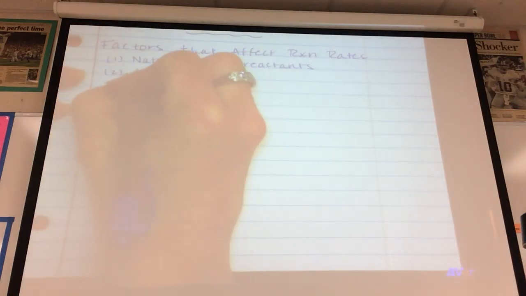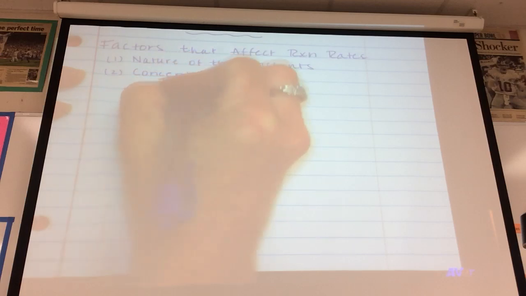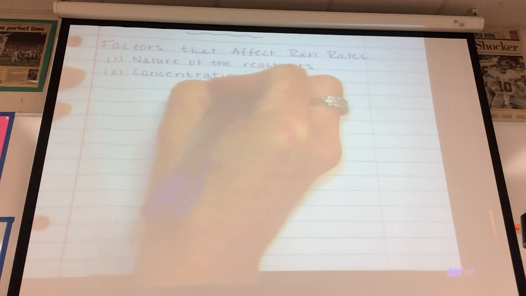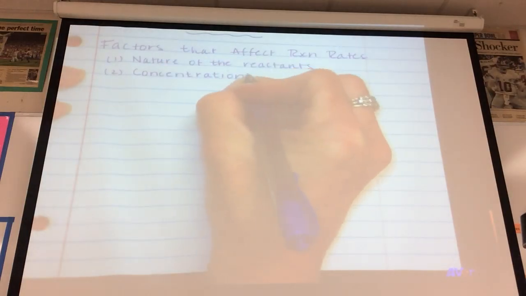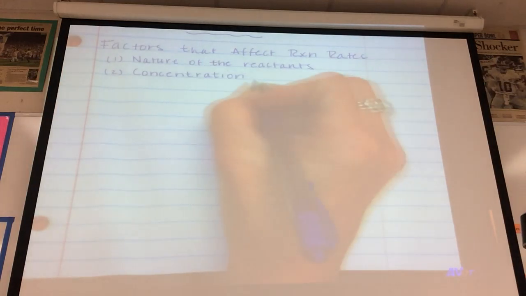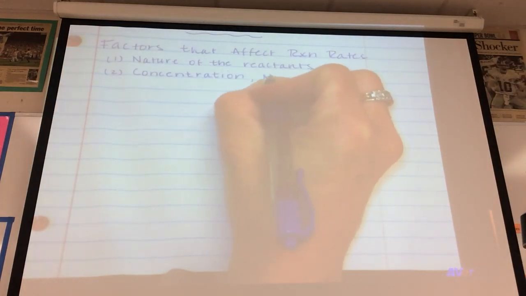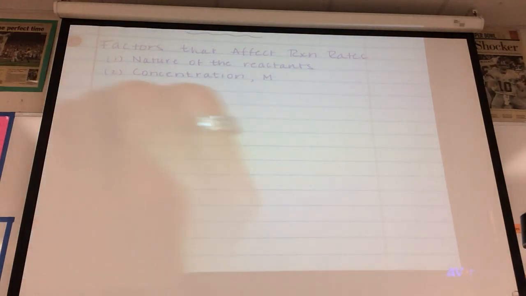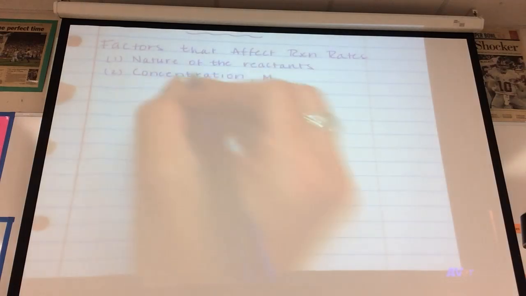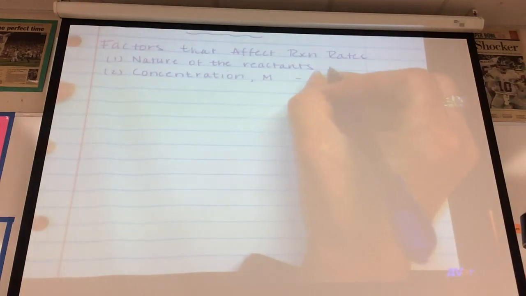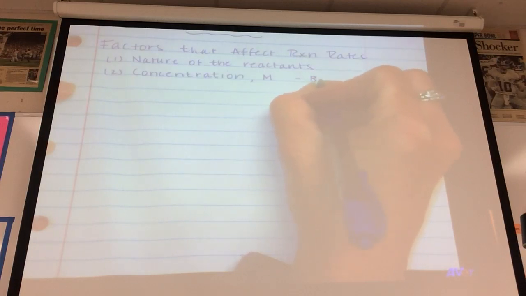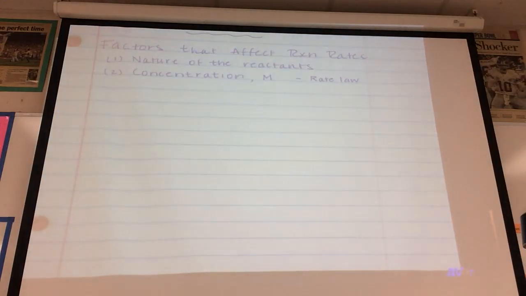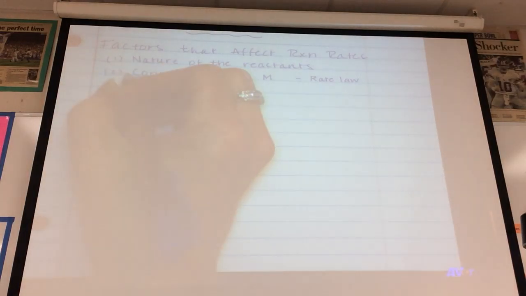Another factor is the concentration. That's the one we're going to look at today, and we'll be looking at the lab in regard to concentration as well. That's going to be concentration with the unit of molarity, moles per liter. With concentration, we're going to understand the effect of concentration on reaction rate through what's known as a rate law, and we'll introduce rate laws today. You also can see it in regard to reaction mechanisms. That's a little bit advanced for the honors level.